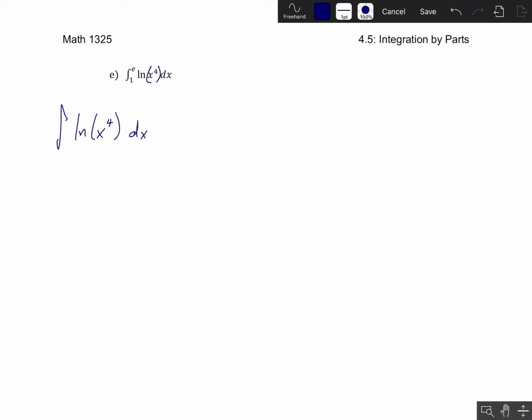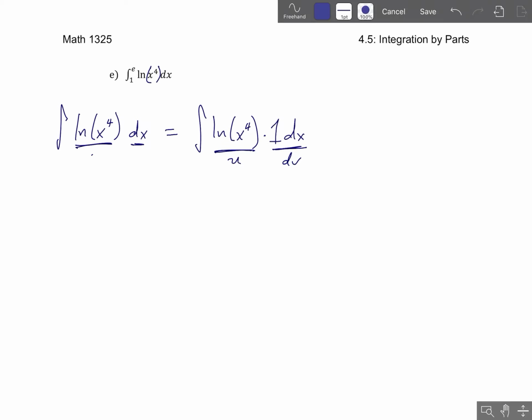You can still choose a u and a dv even if you only see one integrand or one factor as your integrand, because I can think of this as being something like an ln of x to the fourth times a 1 dx if I really wanted to write two separate factors here. So these are the same thing, obviously, I'm just multiplying by 1. But the benefit of writing it this way is that now it's clear that we could select this to be our u, and if we did, then the rest of this would just be dv. And you can do that in the original if you'd like, so you can call this u and you can call this dv if you want.